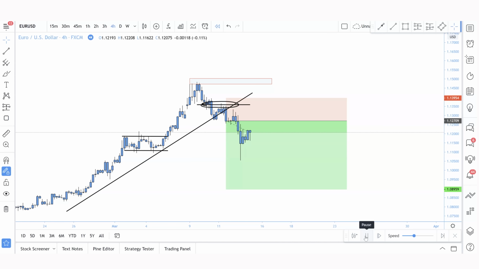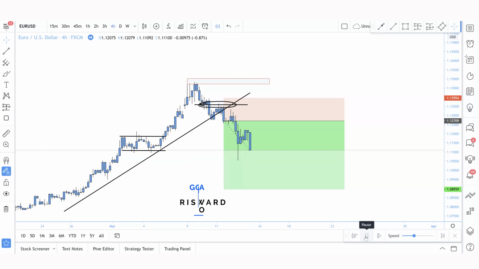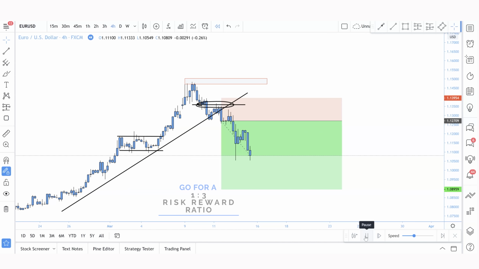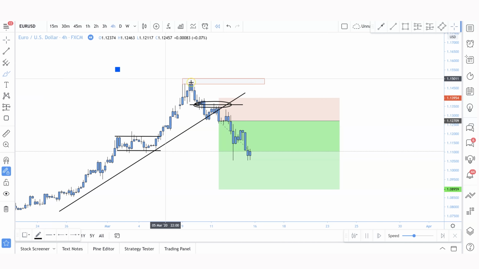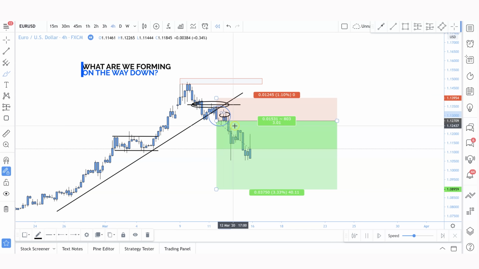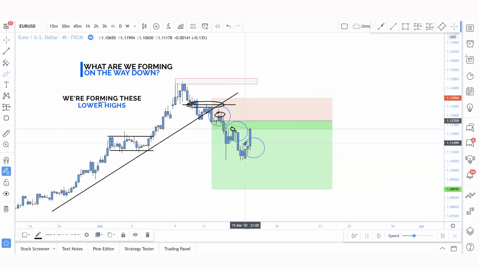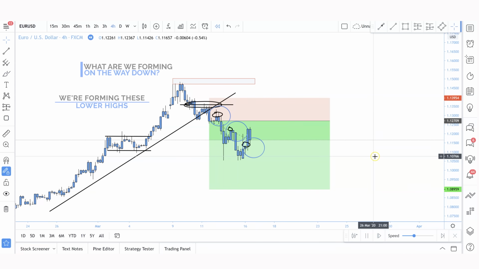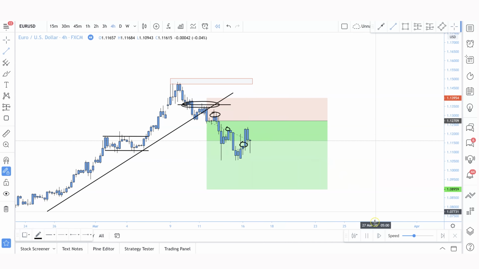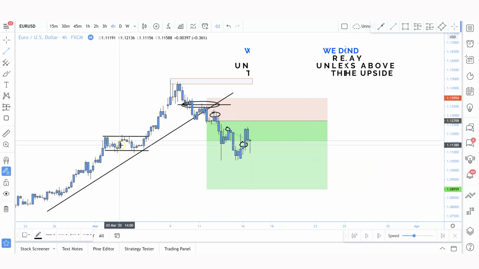We're not going to go to break even. We've just gone to a 1-to-3 risk reward ratio, and we're just going to run this to see how this moves. Now, as you can see, as this trade's playing out, what are we forming on the way down? We're forming these lower highs. Now, don't worry about the price breaking above this structure. And the reason why, look back at this example here.